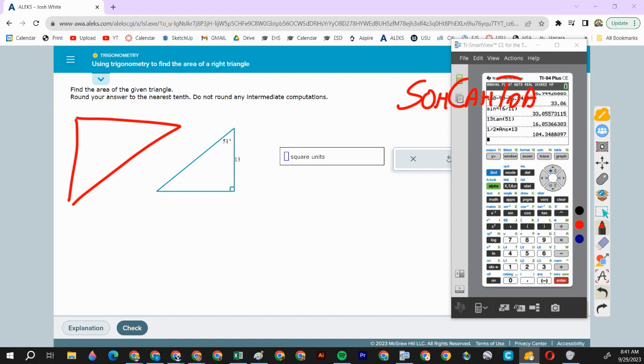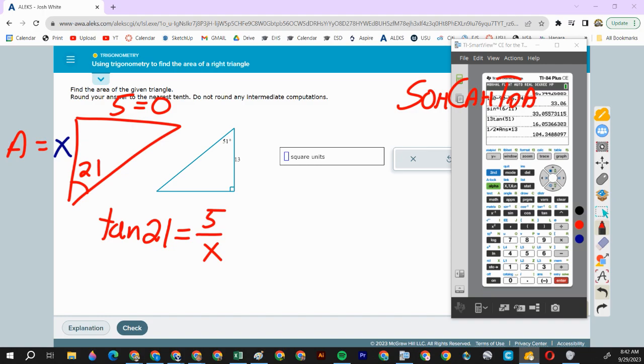Okay, let's do this one. What is the area of this triangle? Well, which ratio do I need to use to find x? This is the O side, and this is the A side, tangent. So the tangent of 21 is 5 over x.